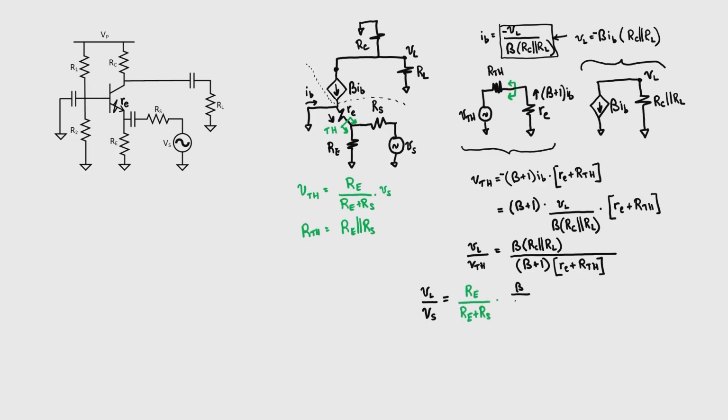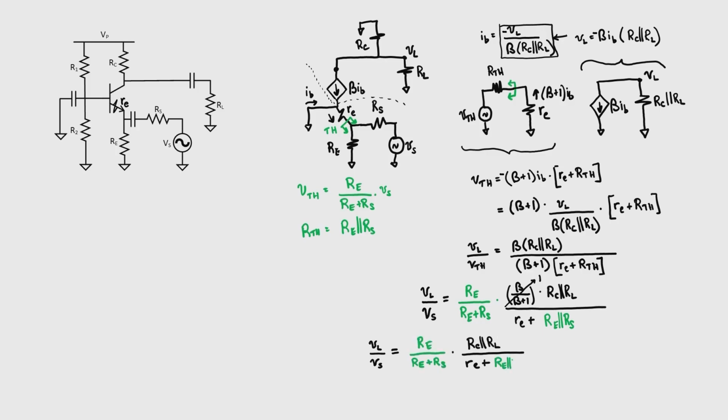I'm now going to move beta over beta plus 1 into the numerator, leave RC in parallel with RL alone, and I'm going to substitute in for my Thevenin equivalent resistance. Let's now write everything out, but I'm going to simplify by assuming that beta is large enough that beta over beta plus 1 is nearly equal to 1, so we can just ignore it.